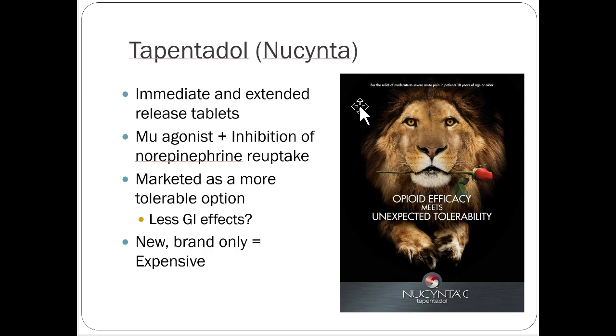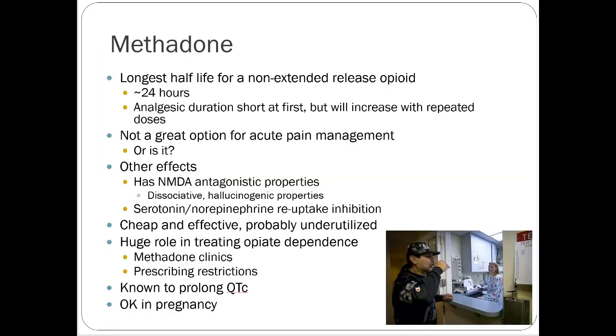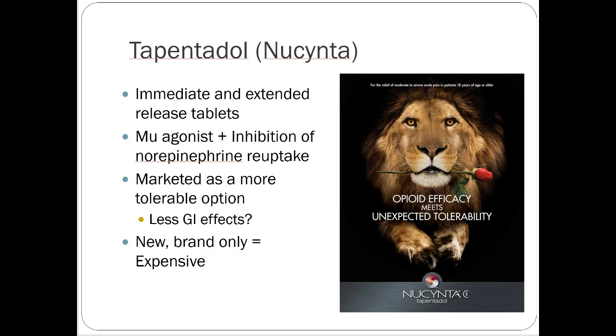Tapentadol, not a super common medication. It's an immediate and extended release opioid. It's got mu agonist properties, plus it inhibits norepinephrine reuptake, which I think I skipped over on methadone. Methadone does that as well. It has some serotonin norepinephrine reuptake inhibition.